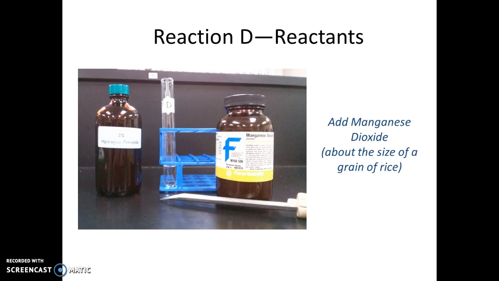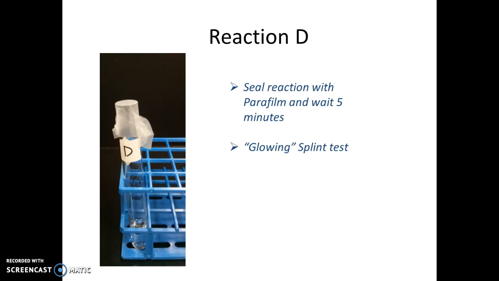Once you add that small scoop of manganese dioxide, you want to seal the top of the reaction to trap the gas that forms. So you're going to seal it using that stretchy plastic, the parafilm, like you used in reaction A, and seal the top of the reaction and wait 5 minutes.